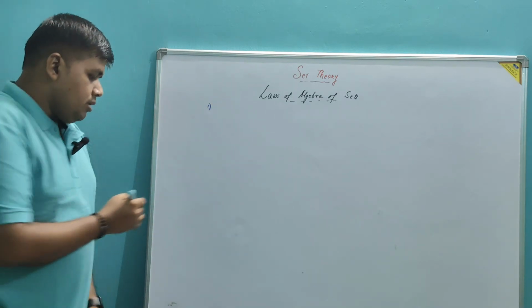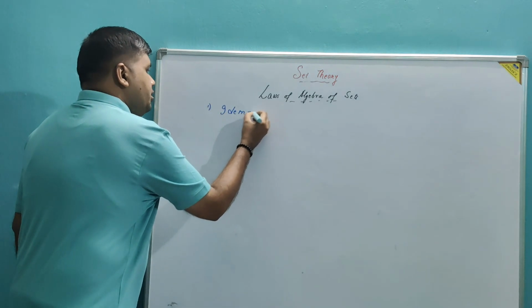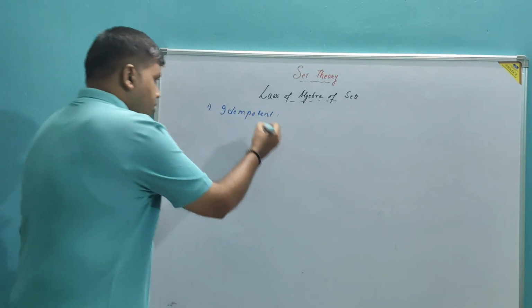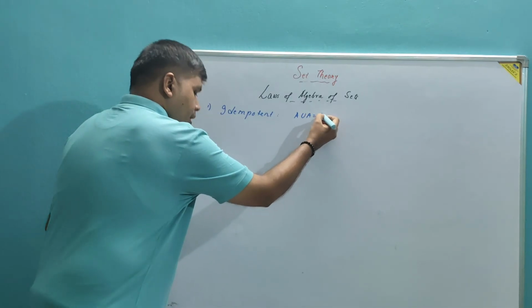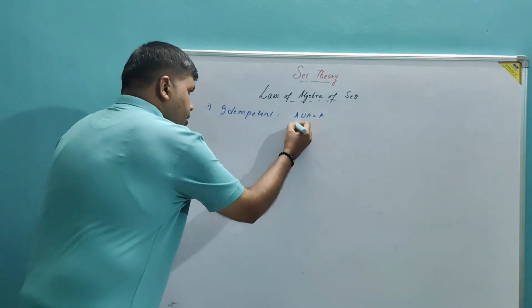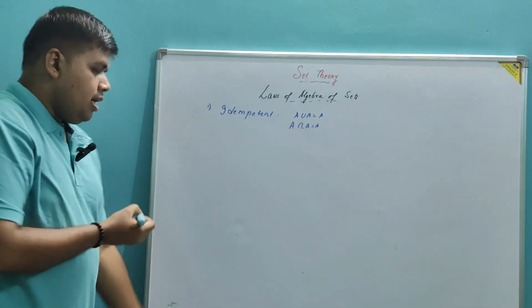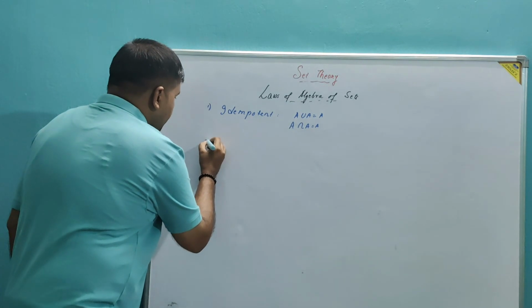The first law is called the idempotent law. In the idempotent law, A union A will be equal to A and A intersection A is equal to A. So this is called idempotent law.